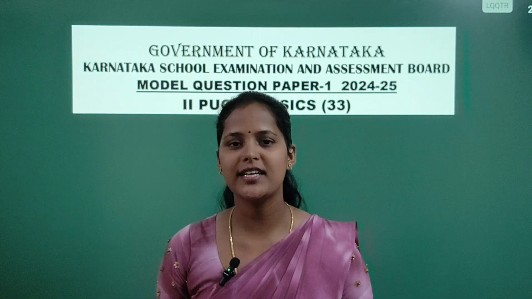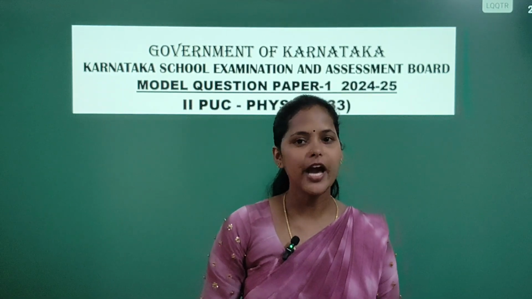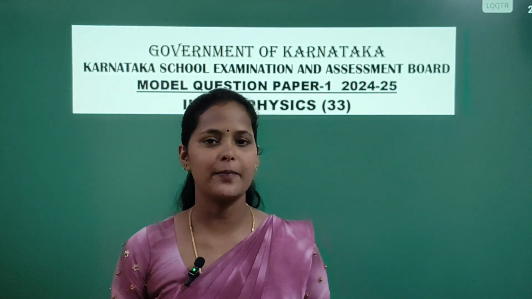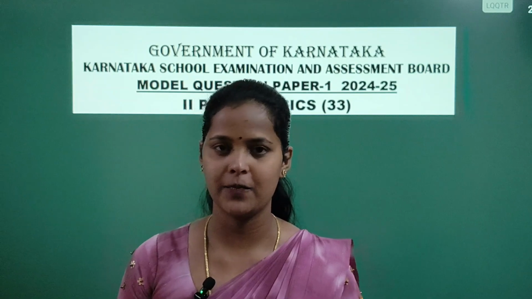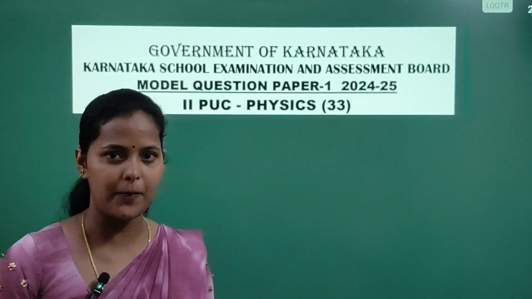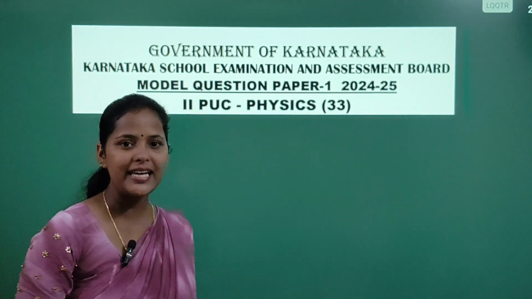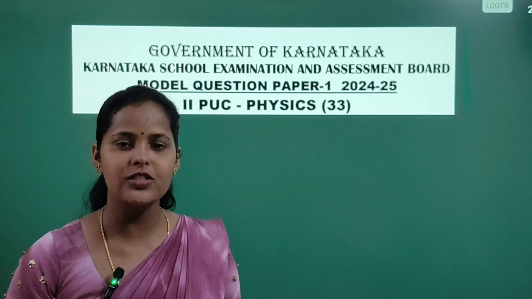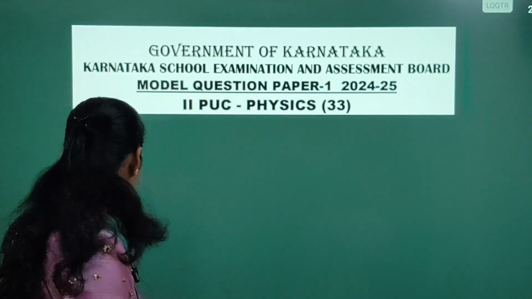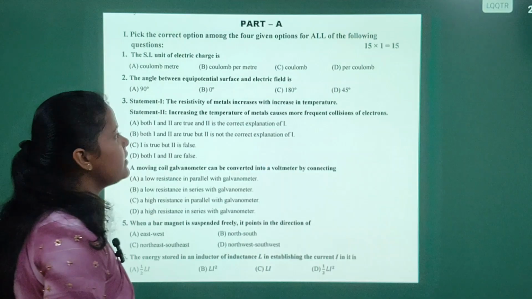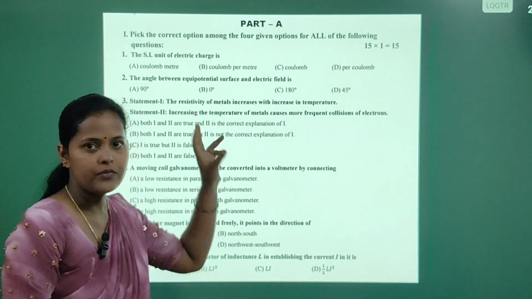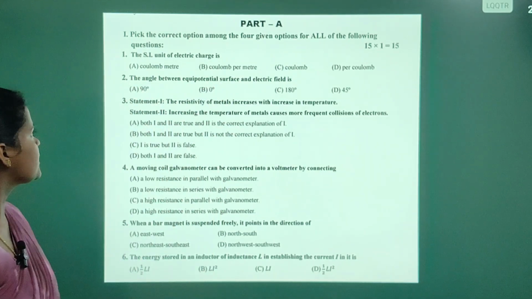Recently, PU released 3 model papers. Today I am going to explain the first model paper, MCQs and fill in the blanks. In a 70 marks paper, as we all know, part A contains 15 MCQs and 5 fill in the blanks. Correct? Here, the first paper, part A, let's start with the first question.